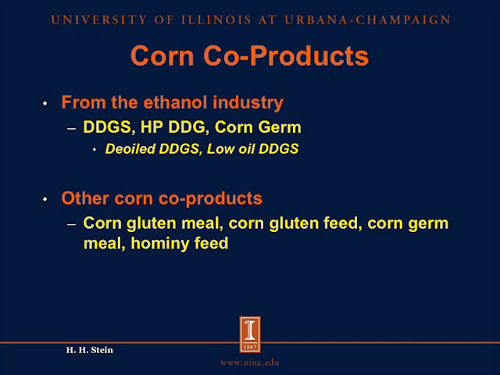The co-products that are available to us from other industries include corn gluten meal and corn gluten feed, and both of those products are from the wet milling industry. We also have corn germ meal, which may be produced by either the wet milling or the dry milling industry, and we have hominy feed, which is a co-product from the corn grits industry.